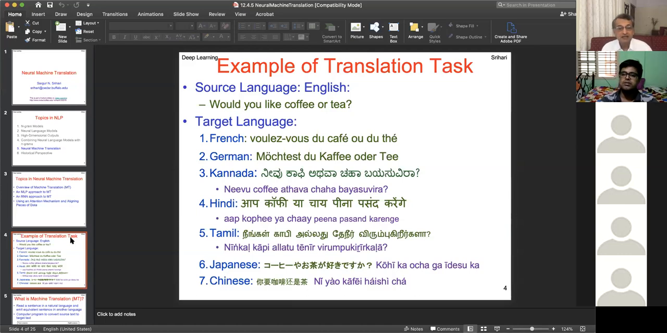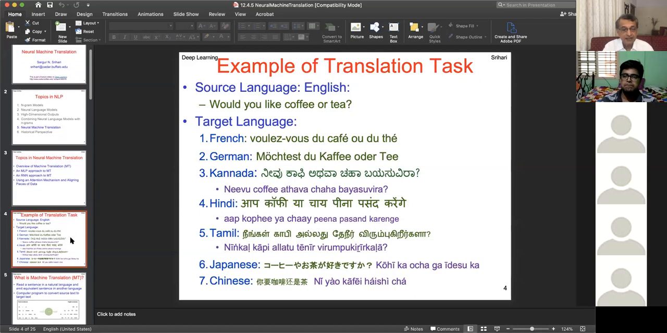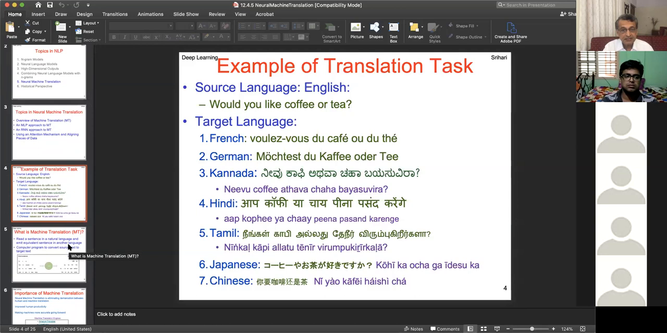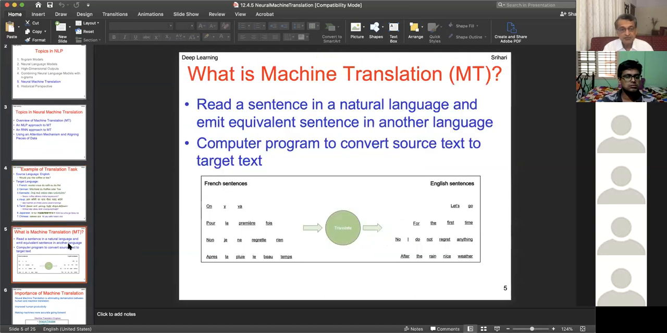So anyway, here is the task: translating from English to any of these languages. That's just a translation task. It's not machine translation. Machine translation, or MT, is to read a sentence in a natural language. We just saw some natural languages. Those are not formal languages like Python or C. Those are formal languages, whereas natural languages are the kinds of languages people use. So we read a sentence in a natural language and emit an equivalent sentence in another language. Machine translation is to develop a computer program to convert source text to target text. So we are using specific terminology, source and target.